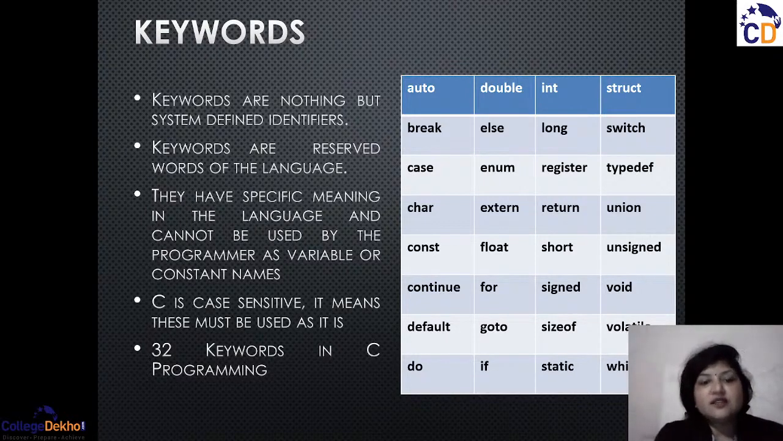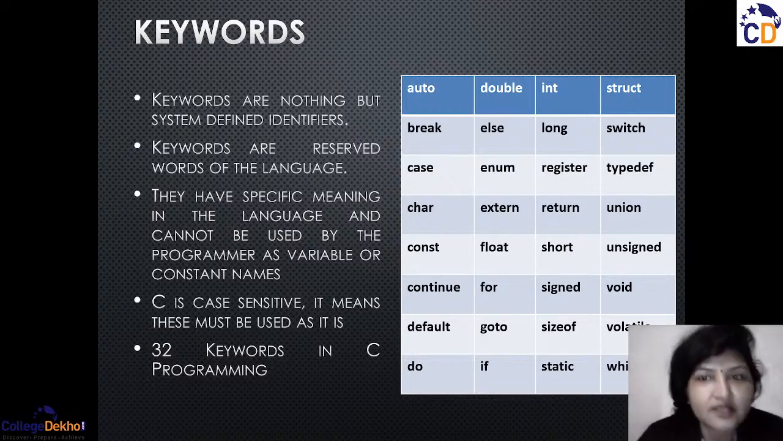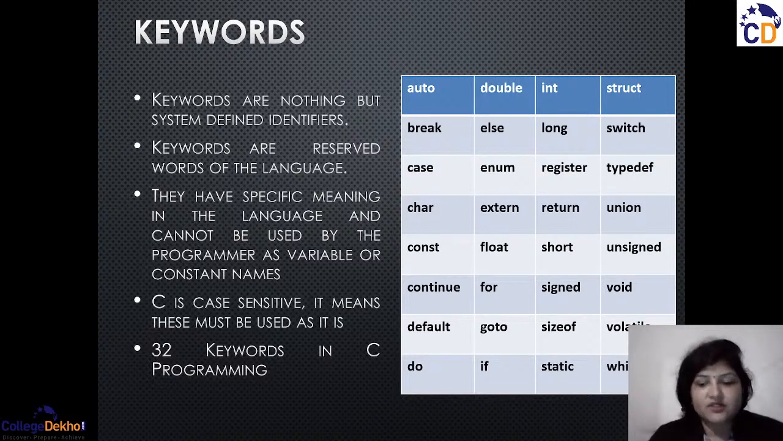C is a case sensitive language. It means that these must be used exactly, like uppercase A and lowercase a are different in C language, right? There are 32 keywords in the C programming language. Every language has its own keywords, and mainly in C language there are 32 keywords, which are system defined keywords.